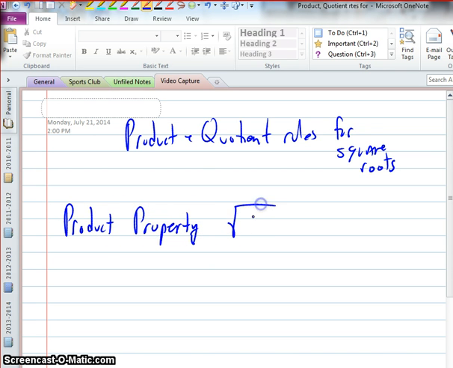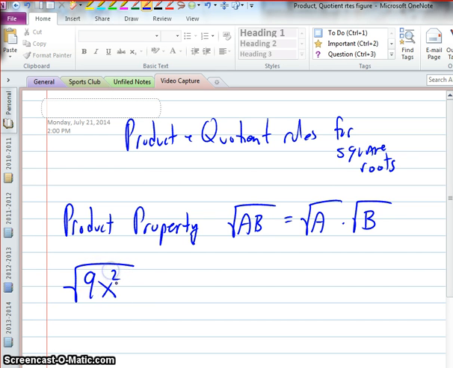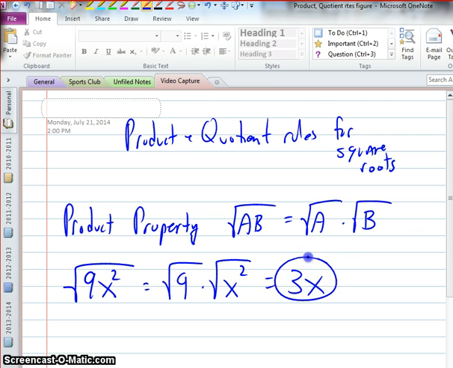We have the square root of AB. That can be rewritten as the square root of A times the square root of B. That's it. That's the product property. Where you see it is if you were given, say, the square root of 9x squared. You can mentally, or on paper if you want, break those into two separate radicals and see that the answer is 3x.